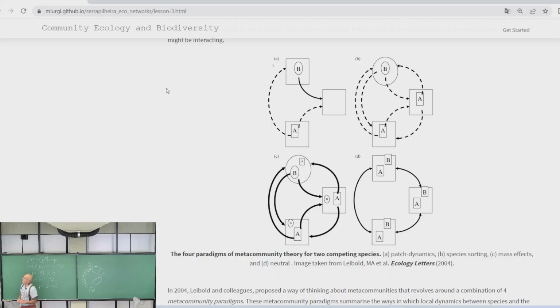Thank you. So the difference why you have two arrows here and only one here is just because in this case, in the neutral case, you are assuming that everybody disperses in the same way, whereas here you have a specific dispersal of A and a specific dispersal of B.